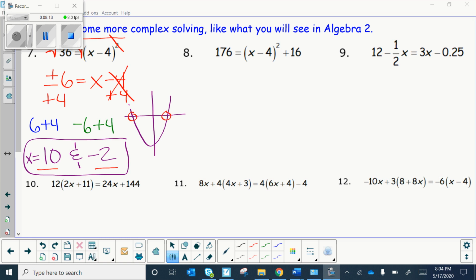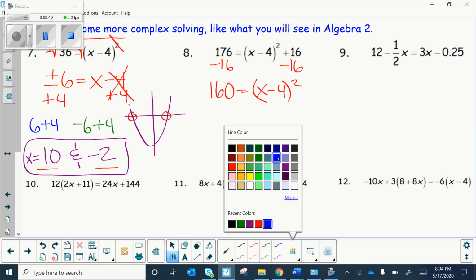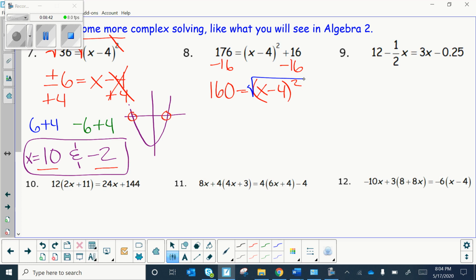All right, so let's try this next one here. This next one, we're going to subtract 16 from both sides. So then I get 160 equals x minus 4 squared. So now I need to square root. Let me get a different color pen. Same situation like over here. I'm going to square root over here.